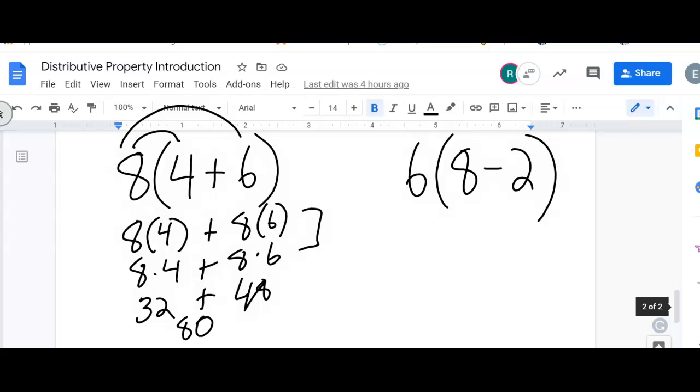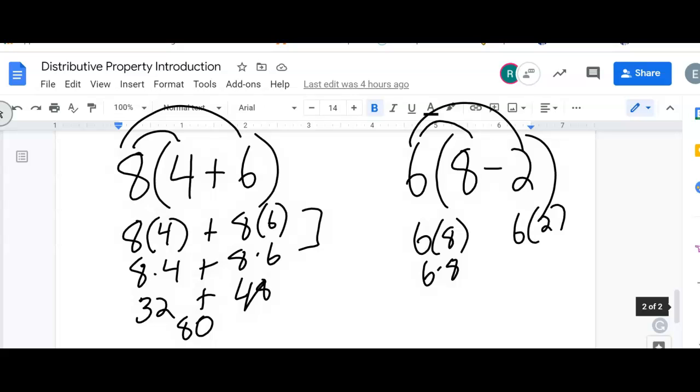Nice job. Alright, distribute the 6 to the 8. We get 6 times 8. Distribute the 6 to the 2, or 6 times 2. What operation goes in there? Subtraction. 6 times 8 altogether is 48. Minus 6 times 2. An answer of 30. Good? Okay.